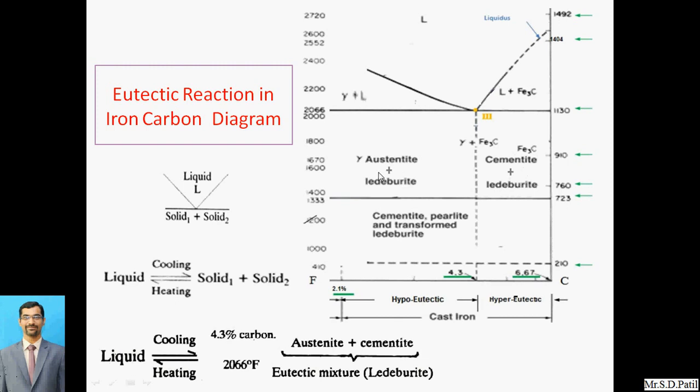So basically here will be the phase austenite and ledeburite. Here will be the phase of cementite and ledeburite. Those phases we have seen in the previous lecture. So when the liquid starts cooling at near about 4.3% of carbon, at this particular point we are going to get austenite plus cementite. So this will be the reactions or transformation phases in the Fe3C diagram.